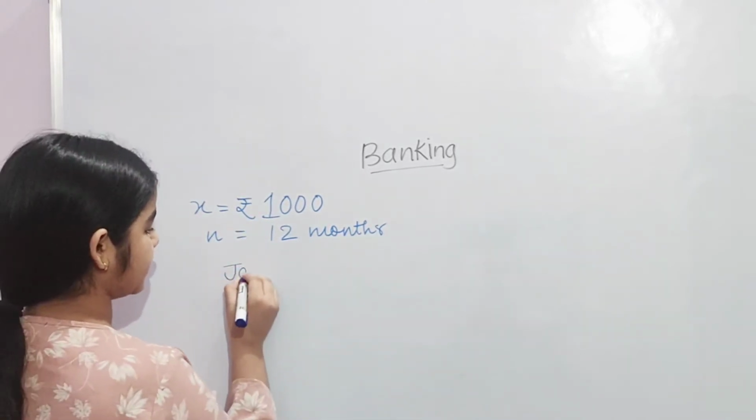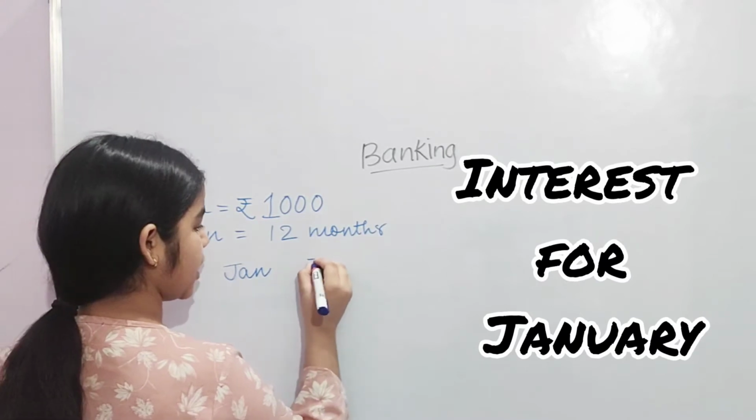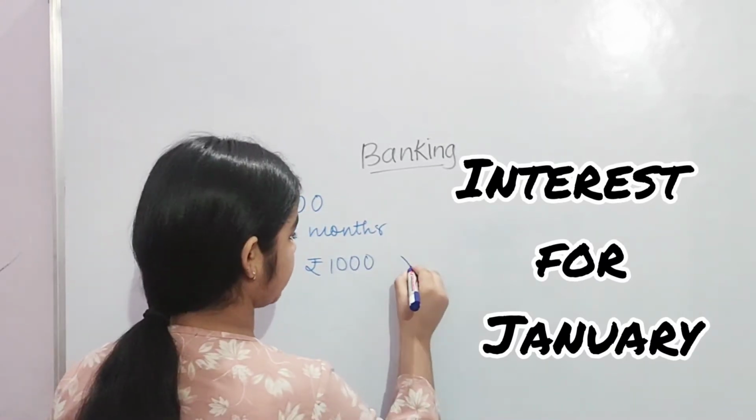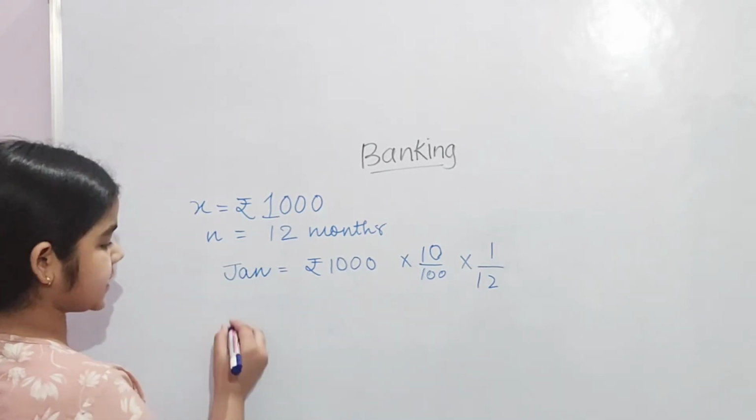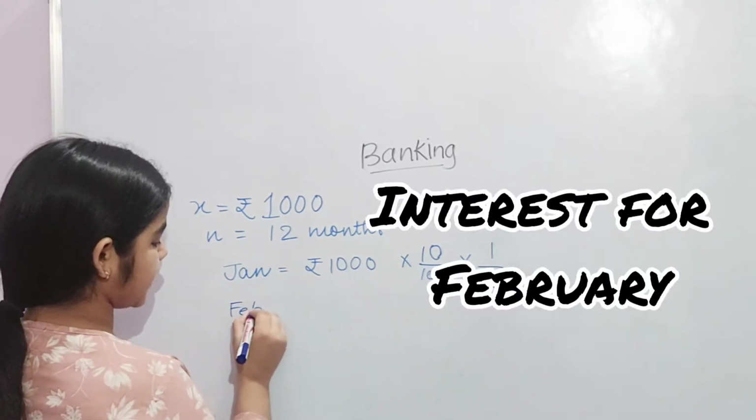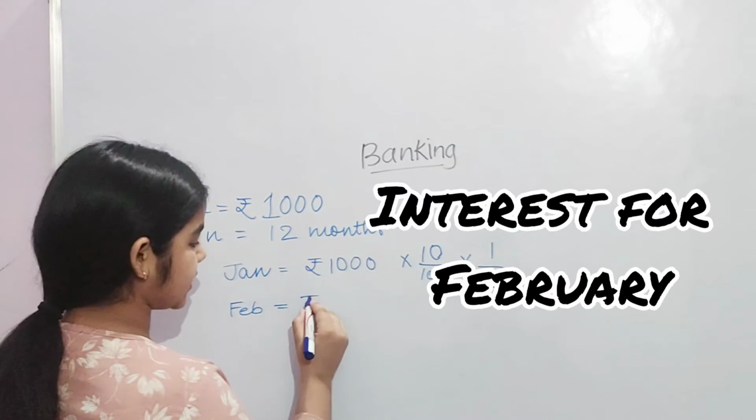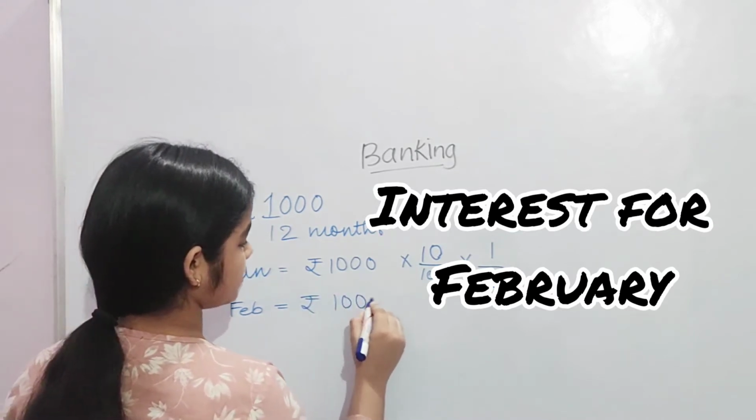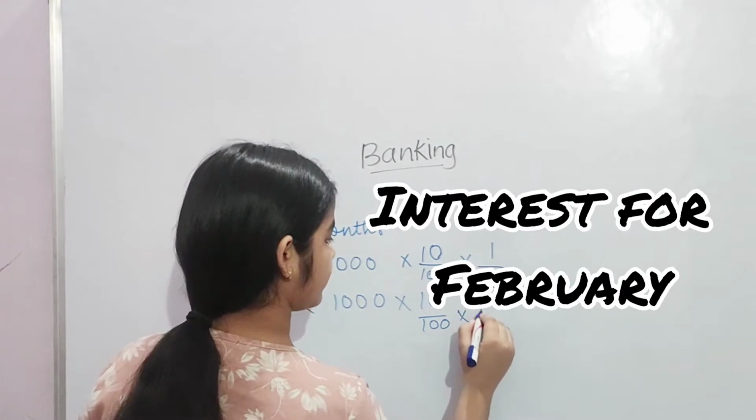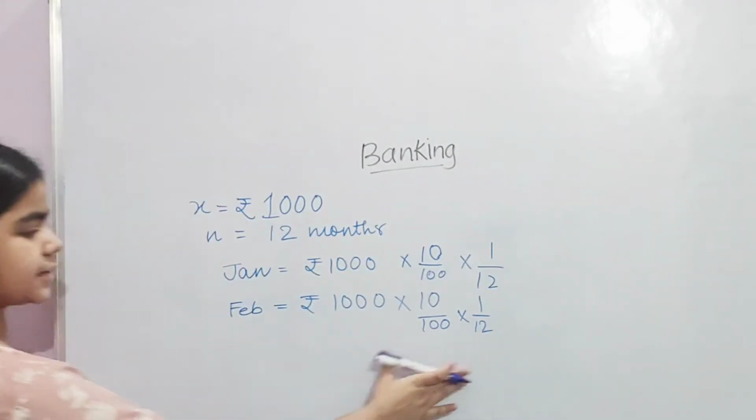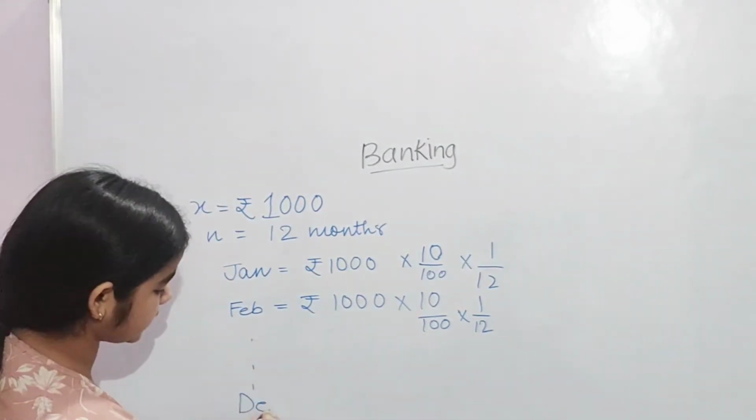In the month of January, I deposited at the rate of 10% per annum. And as you know, this is a recurring deposit. That means every month I will deposit the same sum. In January also I'll deposit about 1000 rupees at the rate of 10% per annum for 1 month. We'll calculate this. So it goes till December.